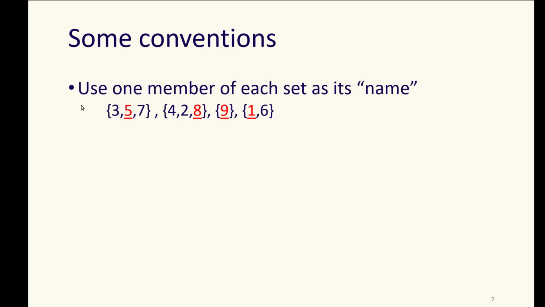It's useful because now we have a way to refer to the set. This set doesn't really have a name. So we pick an item in it and we call it the 5 set, or the 8 set, or the 9 set, or the 1 set. And all that really means is this set contains 5 and some other stuff maybe.